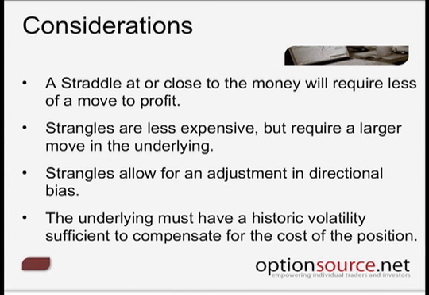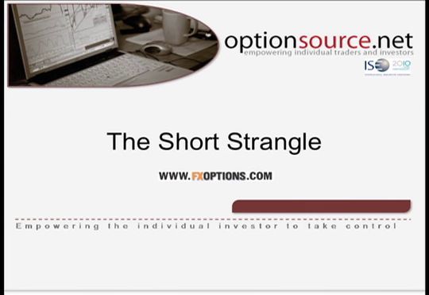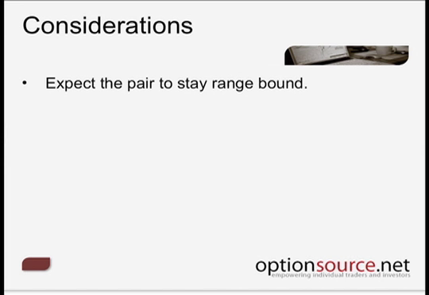Now, let's talk a little bit about applying a short strangle. This is essentially a strategy whereby we expect the pair value to stay range bound. What we're looking at doing is taking advantage of implied volatility when it's significantly high.